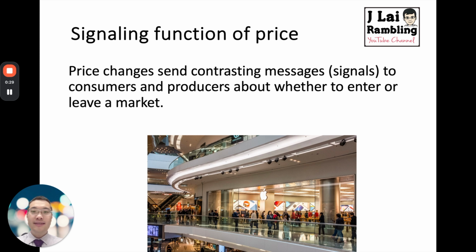Now let's look at the signaling function of price. When the price changes, it sends contrasting messages or signals to consumers and producers about whether to enter or leave a market. What does it mean by contrasting? Meaning that it is the same signal, but it is interpreted differently by the different stakeholders.